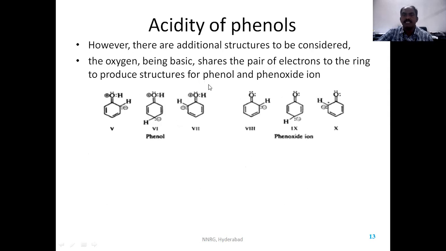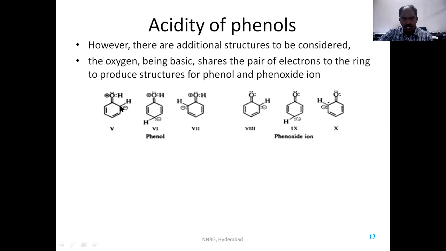additional structures, a delocalization of electrons takes place. Oxygen, being more basic in nature, is trying to donate, to share the pair of electrons with the aromatic nucleus. When it is sharing the electrons with the aromatic nucleus, as I told you already, this carbon is undergoing sp2 hybridization, and because of that, the sp2 hybridized carbon will try to pull the electron cloud from oxygen. So the lone pair of electrons will donate to the aromatic ring and undergo delocalization.